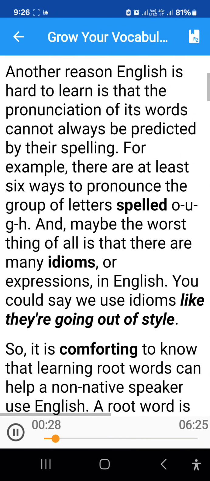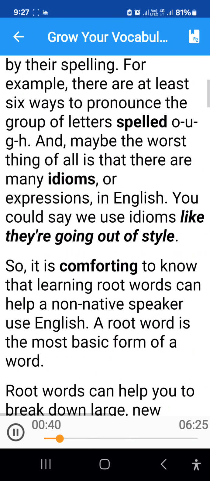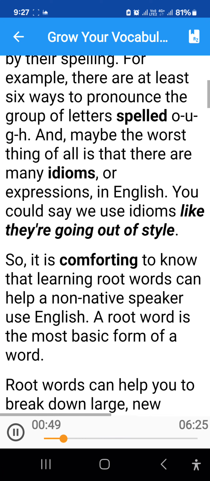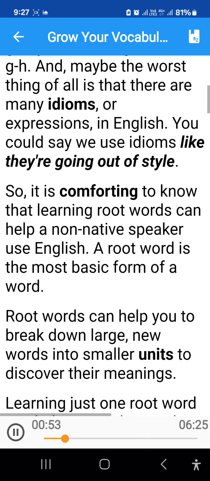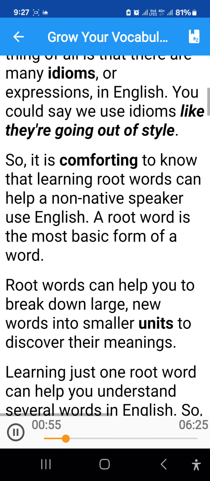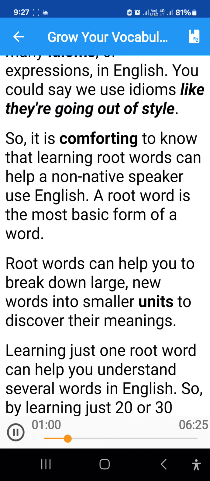Another reason English is hard to learn is that the pronunciation of its words cannot always be predicted by their spelling. For example, there are at least 6 ways to pronounce the group of letters spelled O-U-G-H. And maybe the worst thing of all is that there are many idioms or expressions in English. You could say we use idioms like they're going out of style.